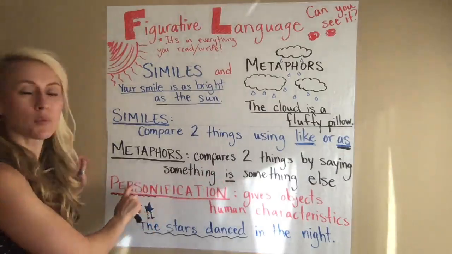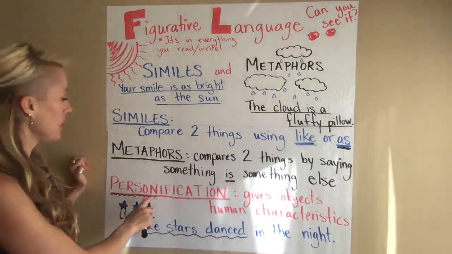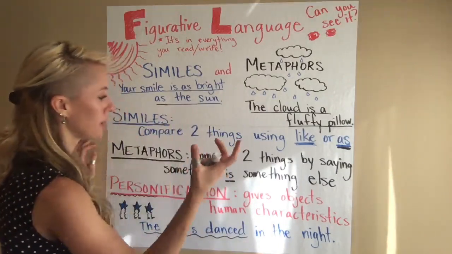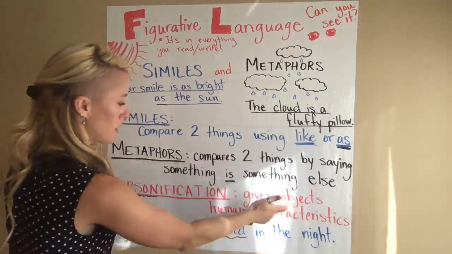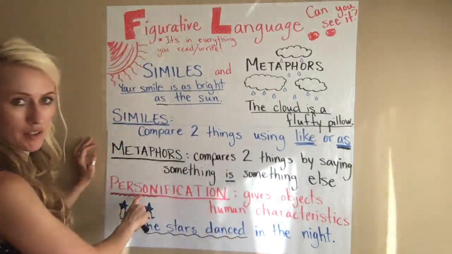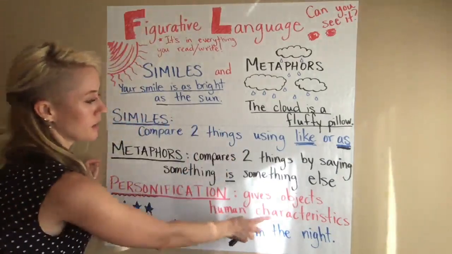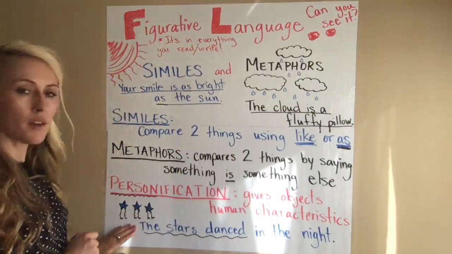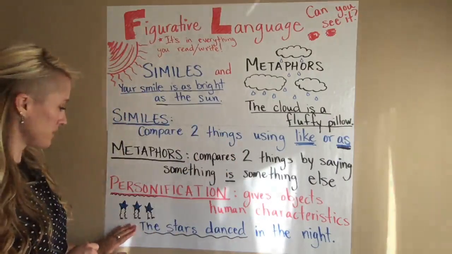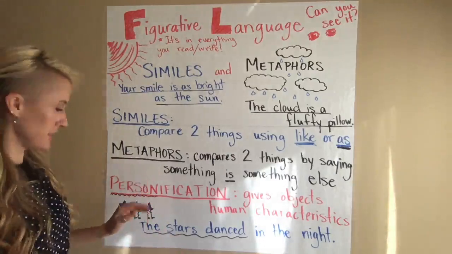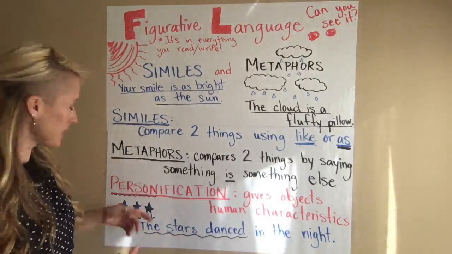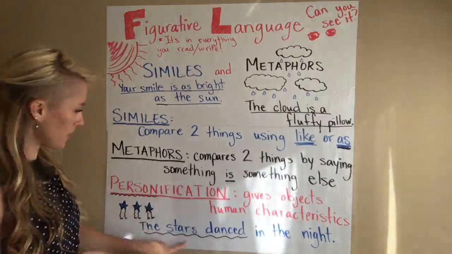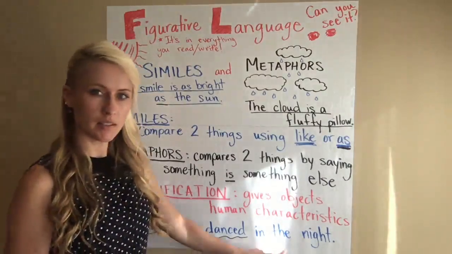Okay, so what is personification? It is when a word or language gives objects human or person characteristics. For example, okay, here we have some stars. They're dancing. Do you like to dance? I love to dance. I'm not a star, but I do love to dance. Okay, the stars danced in the night.